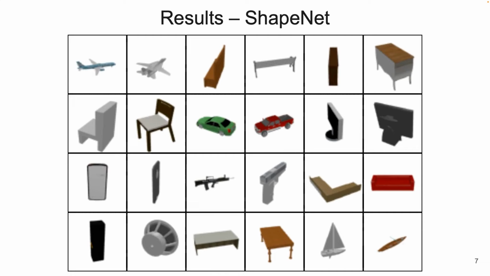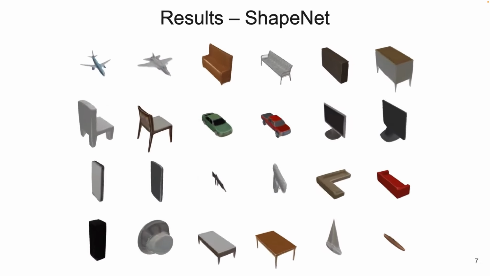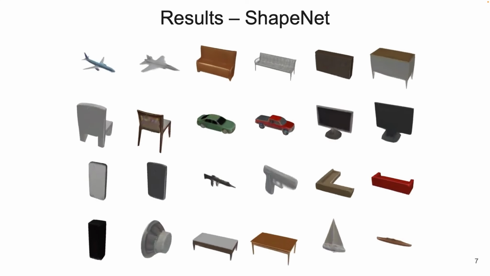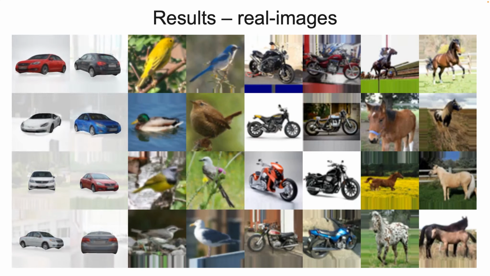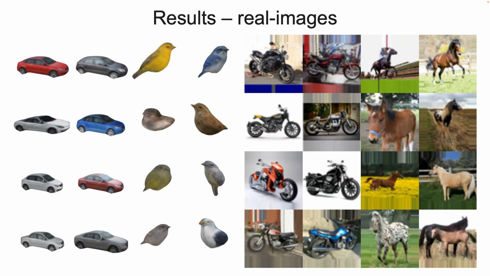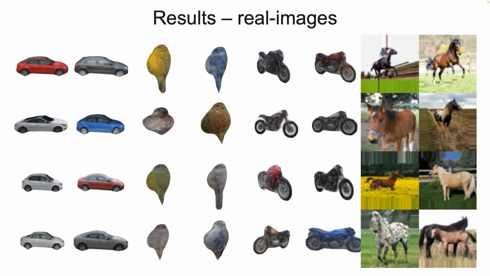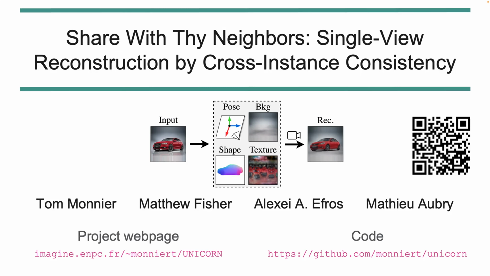On ShapeNet, we compare our work with the best supervised methods and obtain comparable performances. Here are some reconstruction examples output by our method. We also demonstrate real image results on various categories like cars, birds, motorbikes, and horses. More details are available on our project webpage.